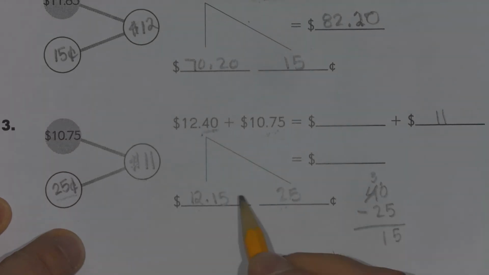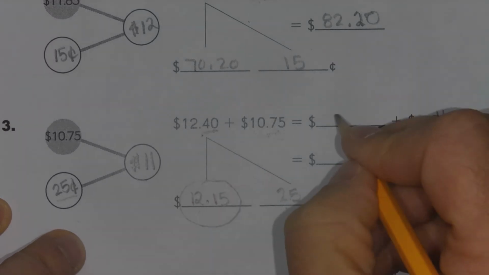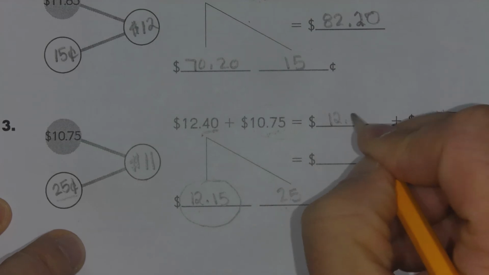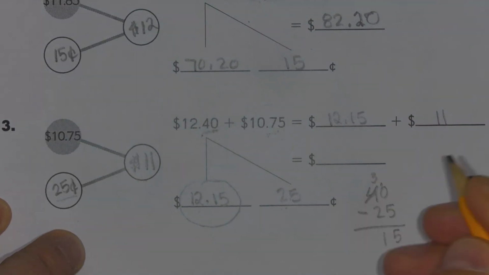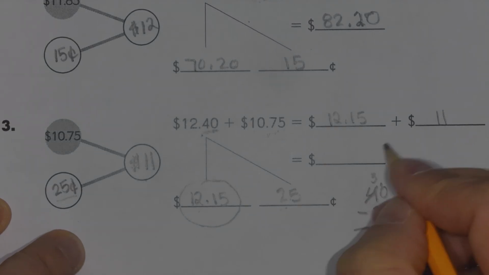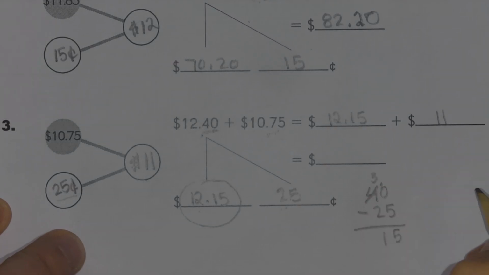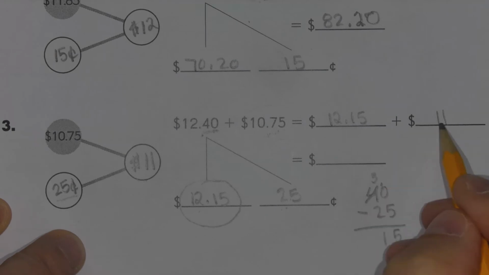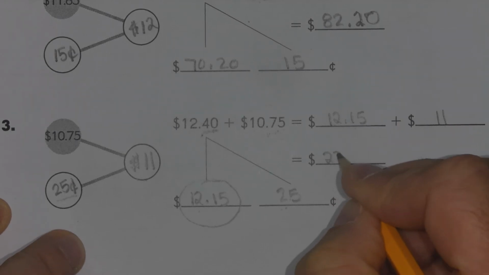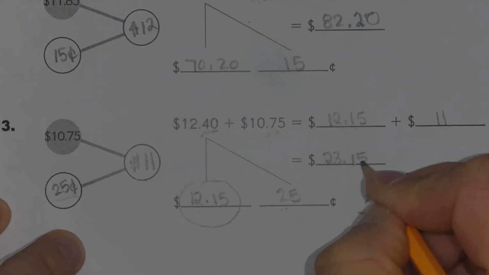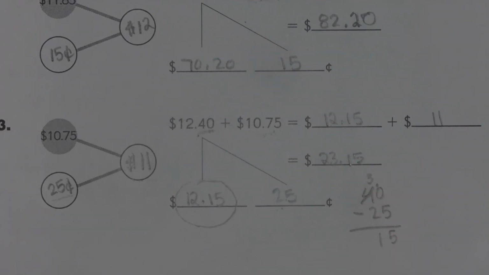But now when I write this, $12.15 is what goes here, okay? So now $12.15 plus $11. If you add those up, either on paper or mentally, 12 plus 11 is 23, and you have 15 cents left over. So again, just take a little break, take a breath, pause the video.